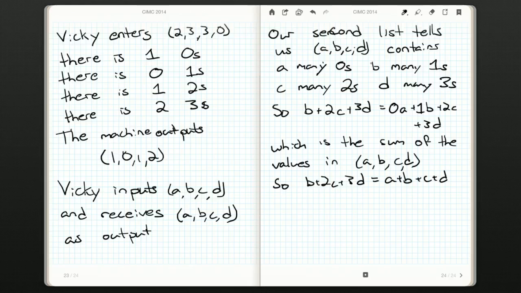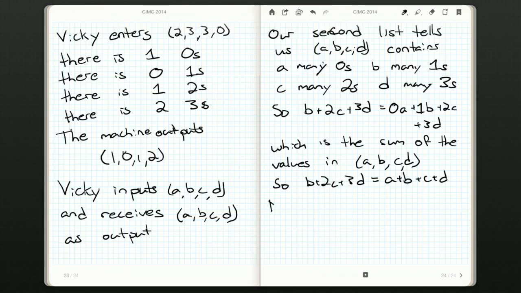So we use the second list to describe the first list, A, B, C, D, but the first list we input could have been anything. It could have been 3, 3, 3, 3, and then we would have a value of 12, or it could have been 0, 0, 0, 1, and we would have a value of 1. But we know that this first list, no matter what the values are, also has to be able to describe the list.